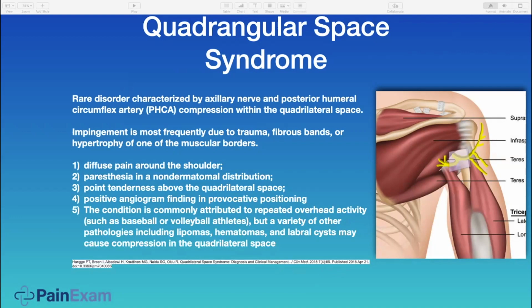There's diffuse pain around the shoulder, paresthesias in a non-dermatomal distribution, point tenderness above the quadrilateral space, or quadrangular space, depends on who you talk to. Positive angiogram findings and provocative positioning. And it may be attributed to overhead activities such as baseball, volleyball, but patients have also had cysts, lipomas, hematomas causing the compression in the space as well.